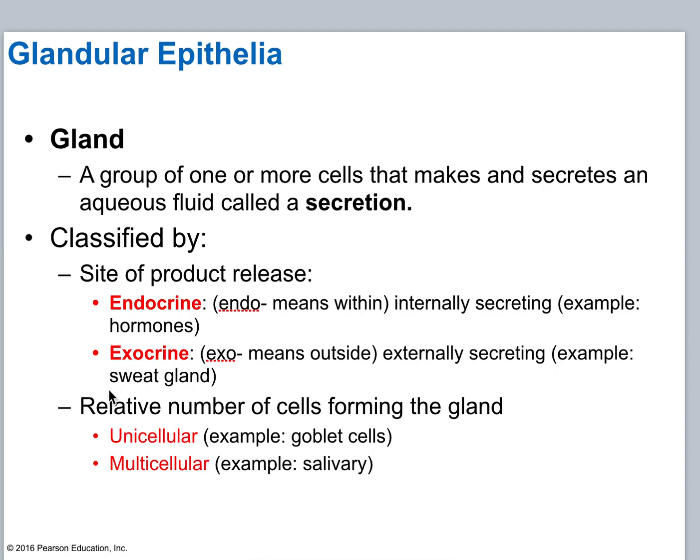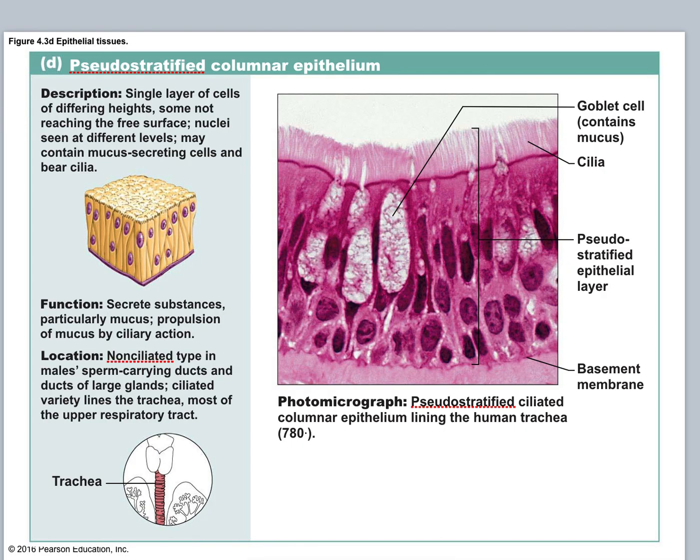Glands can be categorized as either unicellular or multicellular. Goblet cells, for example, are unicellular glands. The goblet cells are seen in the slide on stratified epithelium. Let me go back to that slide. Here's the goblet cell here. This is the pseudostratified columnar epithelium. These are goblet cells. This is a single-celled gland, basically.